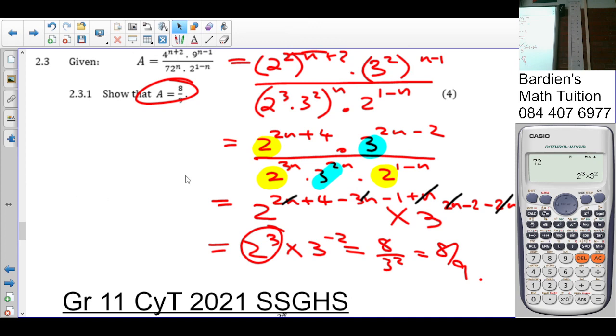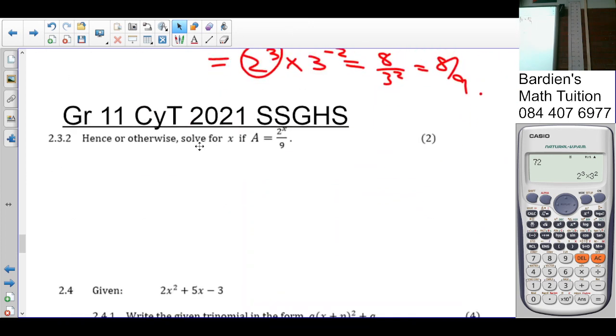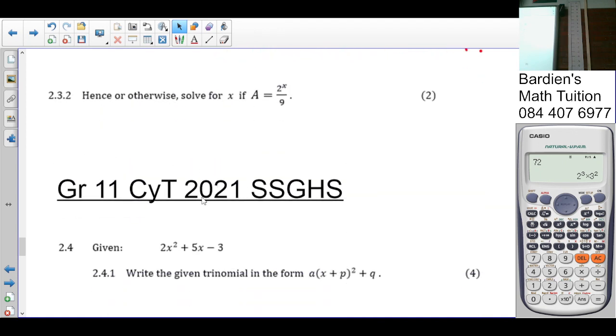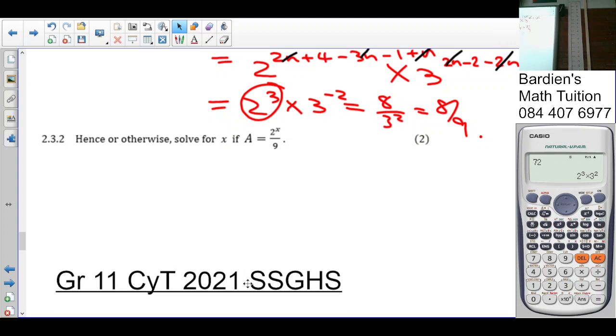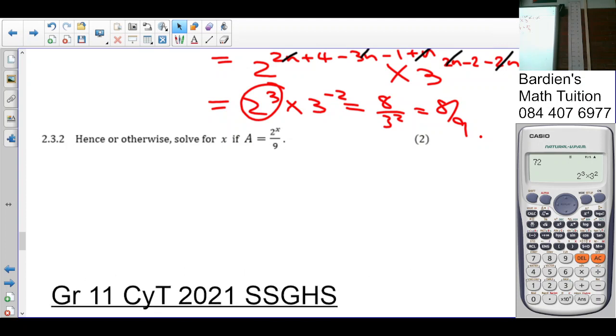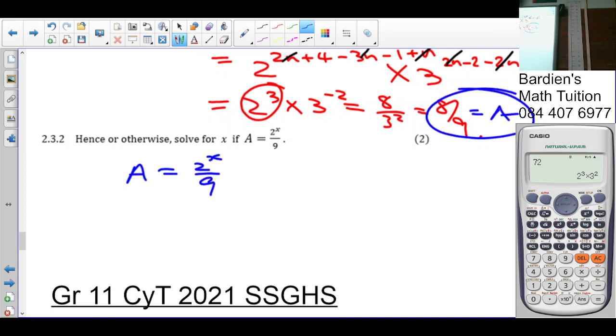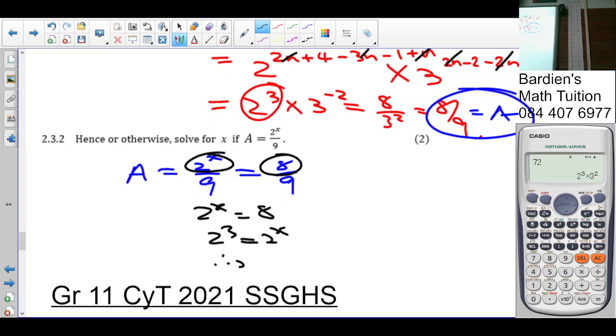You guys see that? Then the question says, hence. If it says hence, what does that mean? It's a continuation from the previous question. Hence or otherwise, solve for x, sorry. A is equal to 2 to the x over 9, but A is also equal to 8 over 9. So what does that mean to say? 2 to the x over 9 is also equal to 8 over 9. Can you see that? So I can equate the numerators. So 2 to the x is equal to 8, which is 2 cubed, not so? So therefore x is equal to.